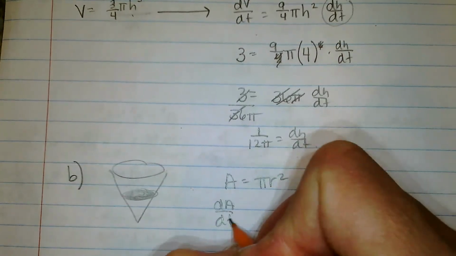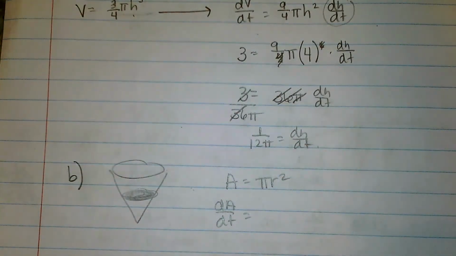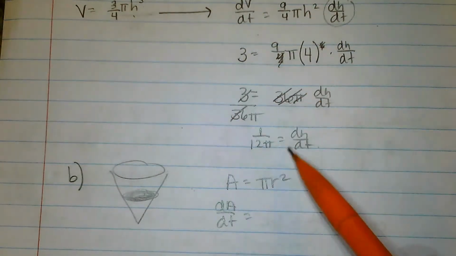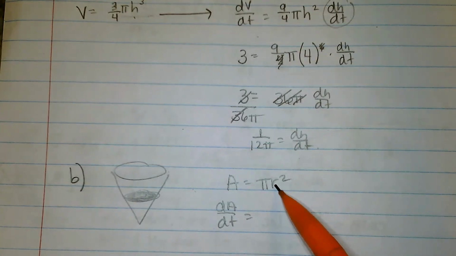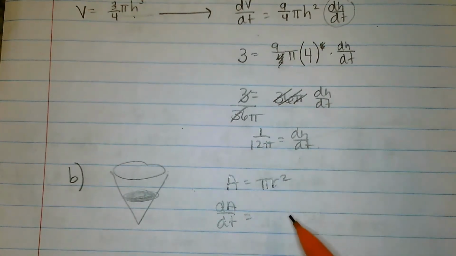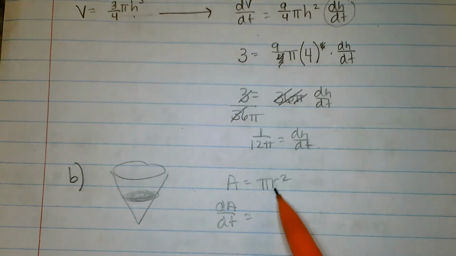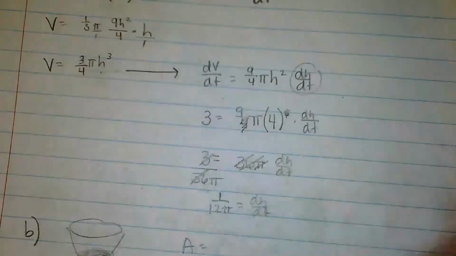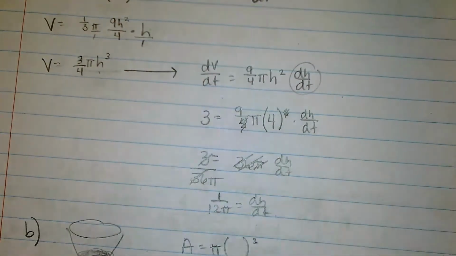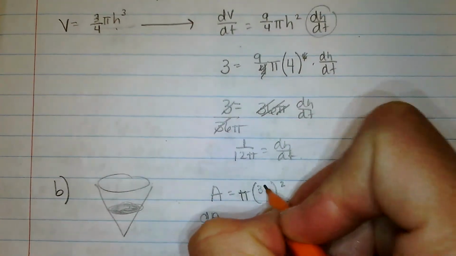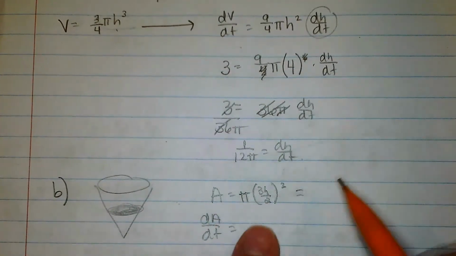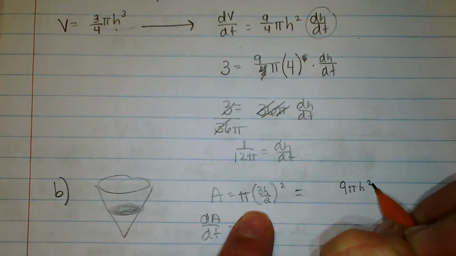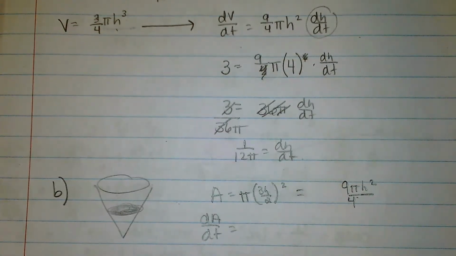So dA/dt equals, now again, this is in terms of r. I don't know dr/dt yet, and I didn't actually take the time to find out r at this instant yet. So actually, prior to differentiating, I could again make that r in terms of h, because I know all the h information. So rather than pi r squared, I'm going to change it to pi times (3h over 2) squared. I'm going to clean that up to 9 pi h squared over 4, or 9/4 pi h squared.